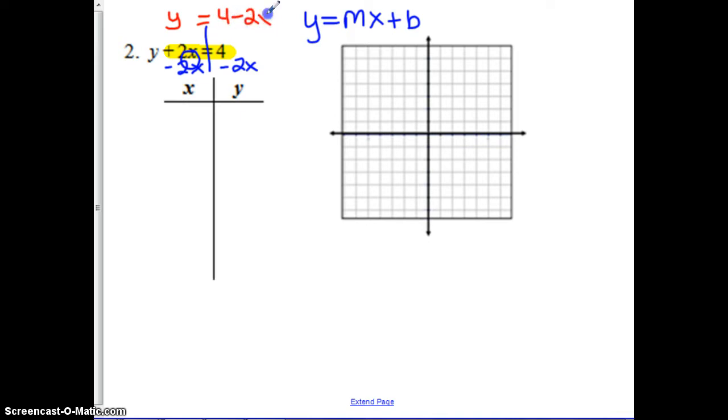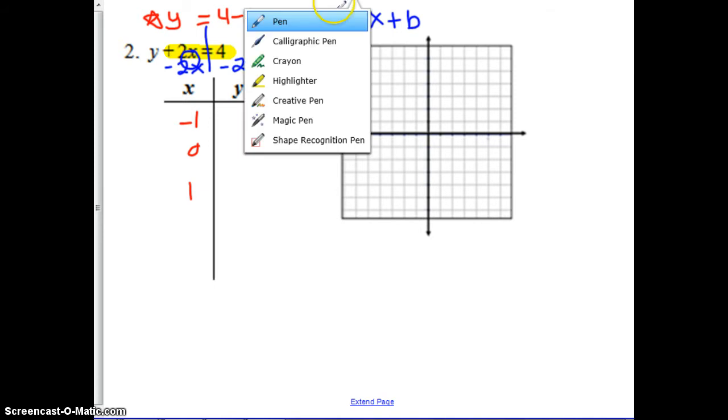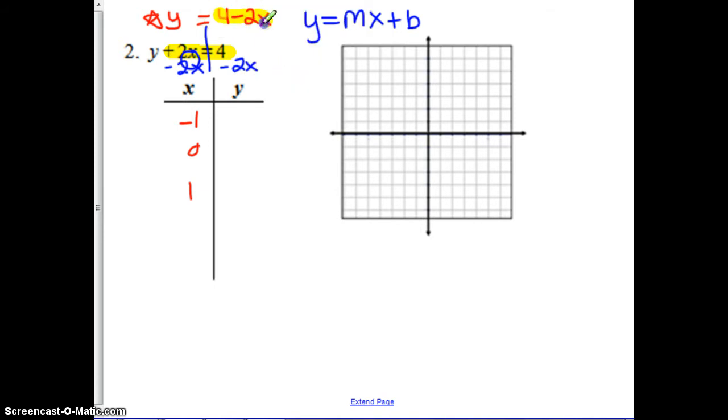It's very important that you go ahead and do this each time. It makes the problem easier. If you don't, you'll still get the right answer, but it's a bit more work as far as the algebra is concerned. Once you have this equation, again, we're going to use -1, 0, and 1 as our x values, and we're going to plug them in right here into 4 minus 2x to get our y values, the other side of our table.